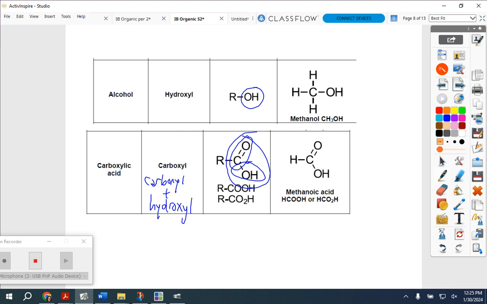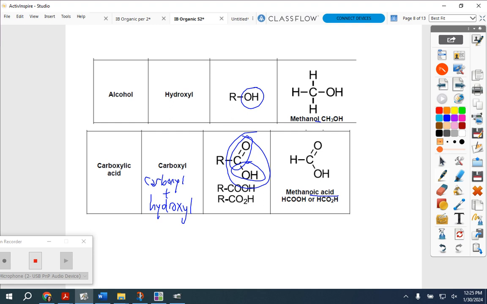Oh, I didn't talk about the ending here. The aldehydes end in -al. The carboxylic acid ends in an oic acid. This is methanoic acid. If we had another carbon there, instead of that hydrogen, it would be ethanoic acid, which is also known as acetic acid, which is also known as vinegar.